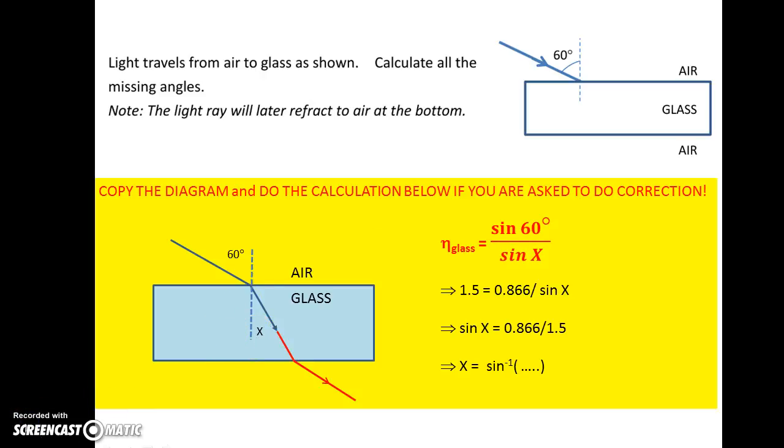The light ray will then travel this way, because there is a second refraction. And then the incident angle will be the same as x. And what about the refracted angle in this way? 60 degrees, same as the incident angle in the first refraction.